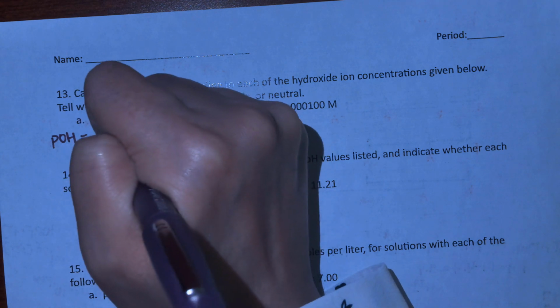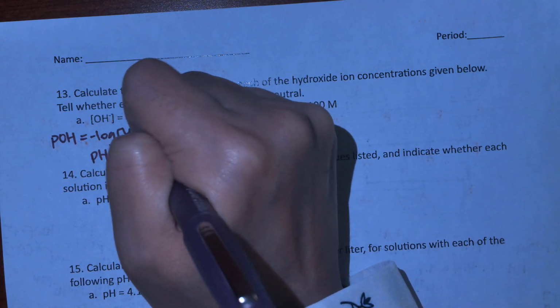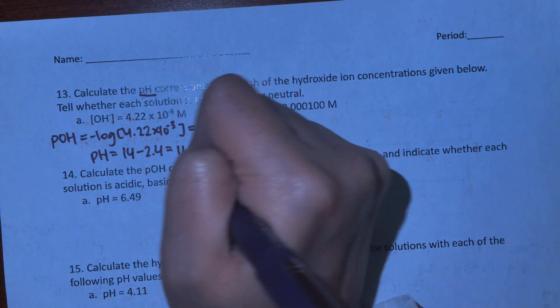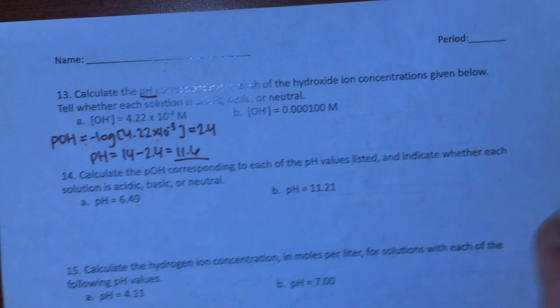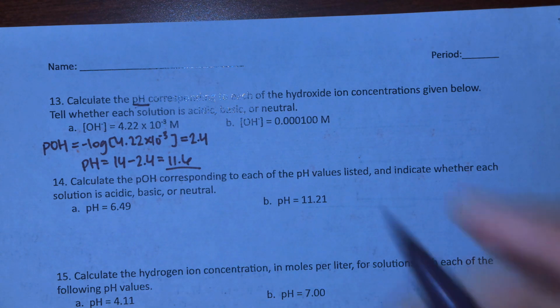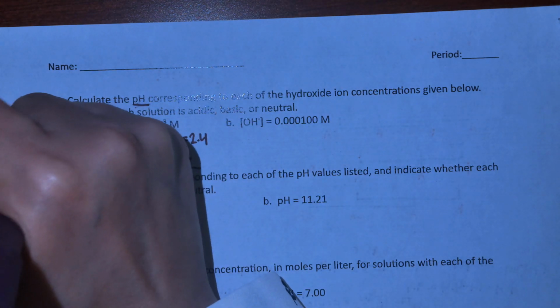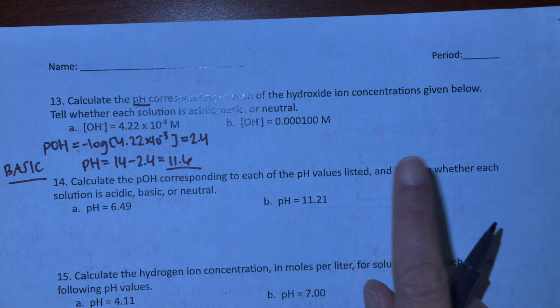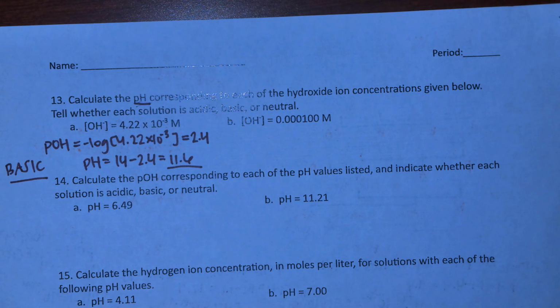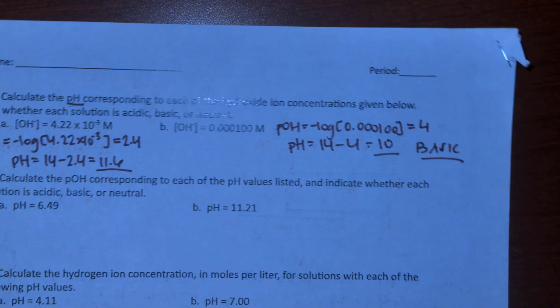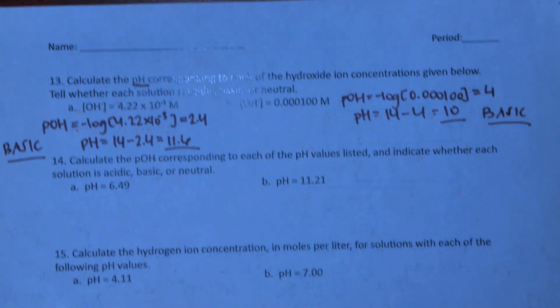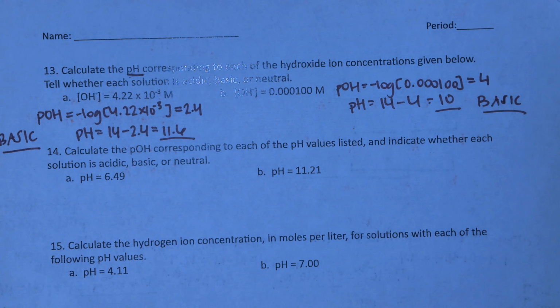Our magic number is 14. 14 minus 2.4, which equals 11.6. And is it acidic, basic, or neutral, based on the pH? Basic, since it is higher than 7. Okay, try to do this one by yourself. Okay, did you get it right? 10, basic since it's over 7. Beautiful.